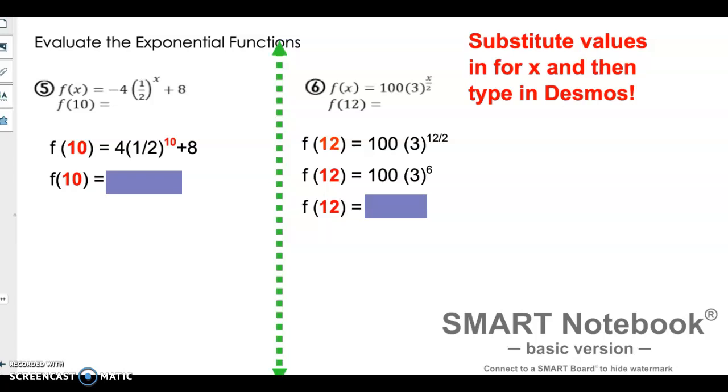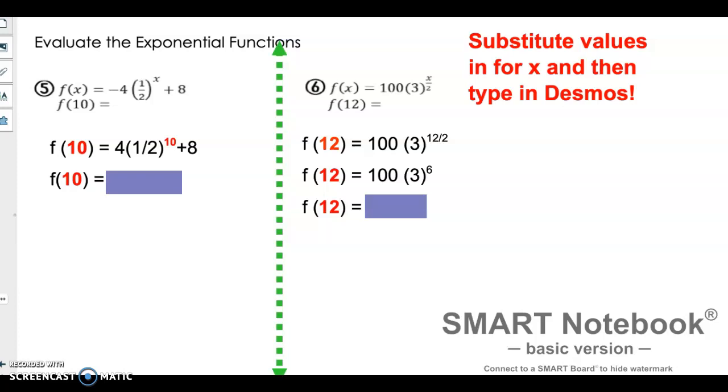All right, here we are evaluating more exponential functions. So again, when we're doing that, all we're doing is substituting values in for x, and then typing the expression into Desmos and having the Desmos graphing calculator software actually evaluate the function for us.